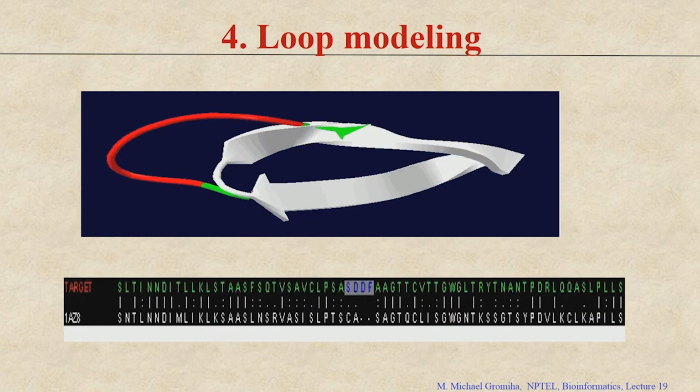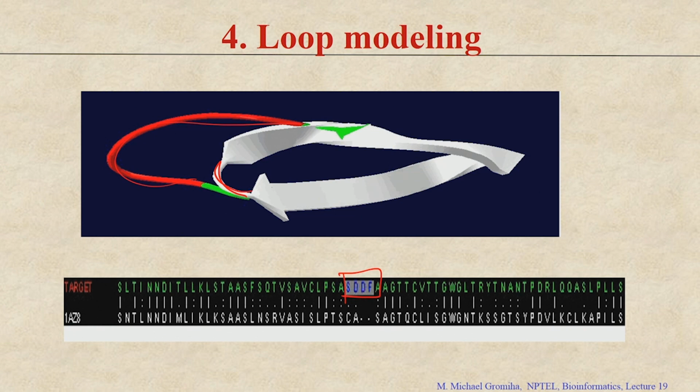So, here is the actual loop. If you take the template and your target, you may see longer loops. You can see in this region that the target has a longer loop than the one in your template. So, in this case you need to model these loops and replace these residues.